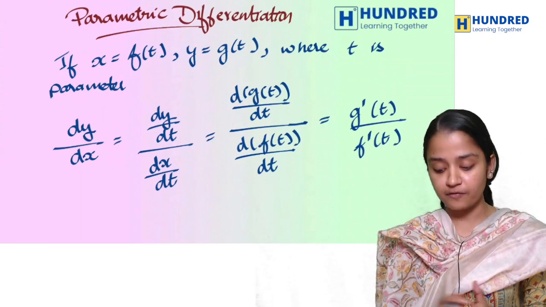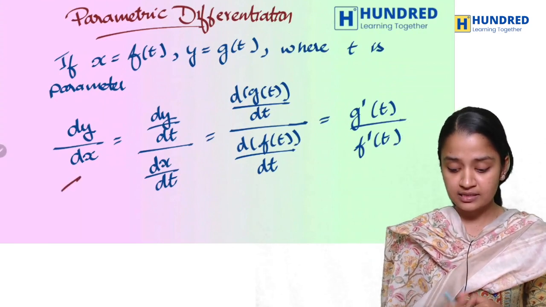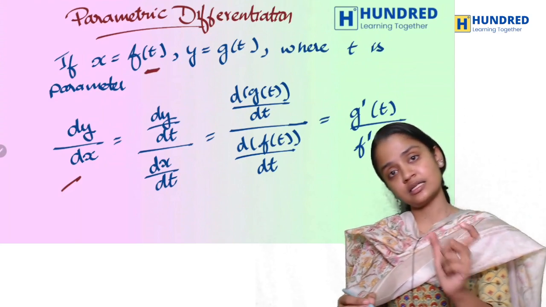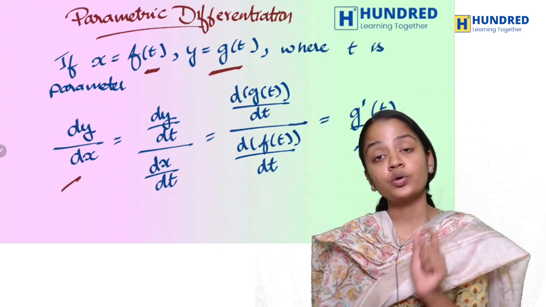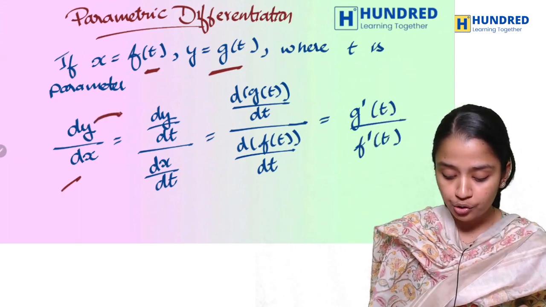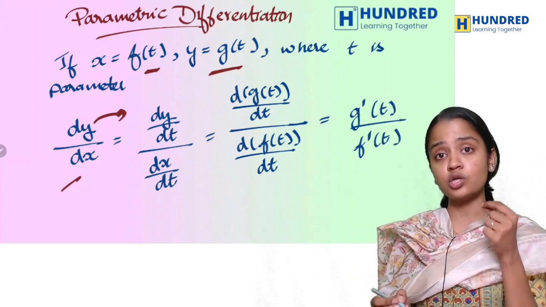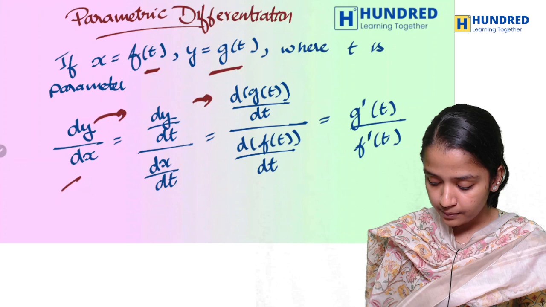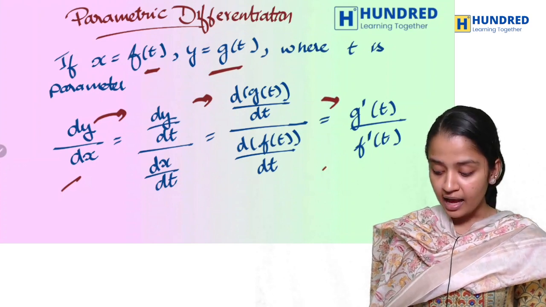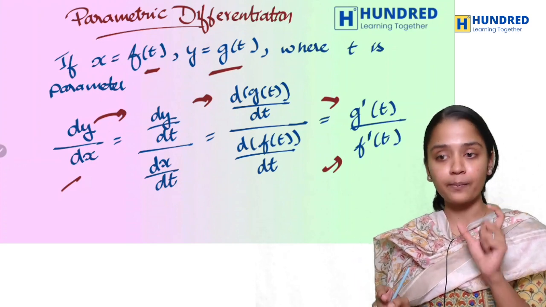Now parametric functions. When you talk about parametric functions, you are finding dy by dx. So if your x is a function with respect to t and y is a function with respect to t, here t is the parameter. You have to differentiate the functions with respect to t alone, because your y is in terms of t and your x is in terms of t. So it will basically be g dash of t and f dash of t. So basically you are differentiating with respect to the parameter.